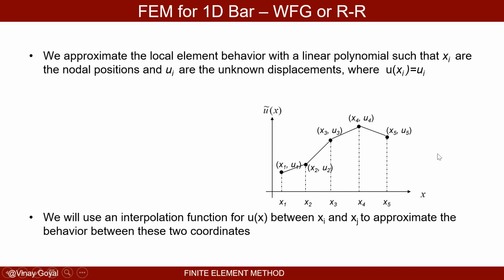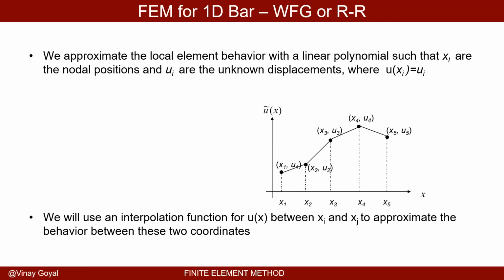We were going to approximate the local element behavior with a linear polynomial. So the idea is I'm going to use a linear polynomial. I can also use a quadratic polynomial, such that xi are the nodal positions and the deflections ui are the unknown deflections. In such a manner, when I plug in this x into u, I get ui. If I plug x1, I get u1. If I plug x2, I get u2. So all I've done right now is show you a top level view of what we're trying to accomplish.